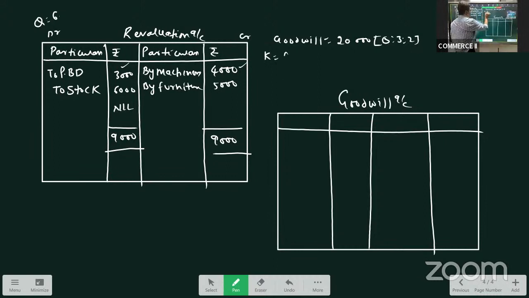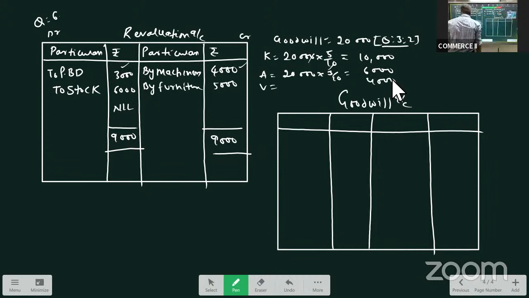Kamala will get 20,000 into 5/10. 5:3:2, 5/10, 3/10, 2/10. So how much is it? 10,000. Kamala will get 10,000. Amala will get 3/10, that is 6,000. And Vimala will get 4,000. Okay. So 5:3:2, Kamala, Amala, Vimala.